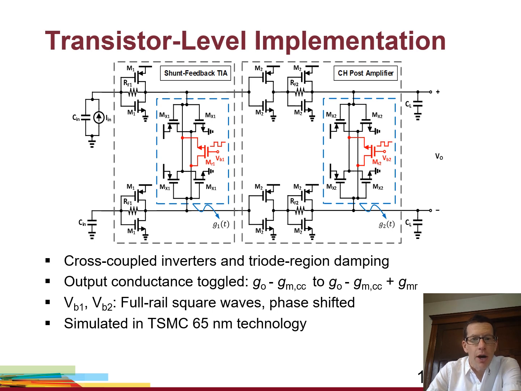So when the transistor's off, the overall output conductance is going to be the G0 of the forward inverter minus the transconductance of the cross-coupled inverter. When MR is on, the output conductance is going to be increased. So we're going to add the conductance of that shunt transistor. And all these simulations that we're going to show have been done in TSMC 65 nanometer technology.